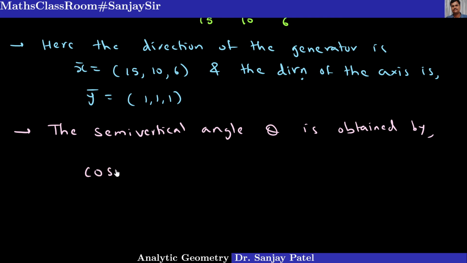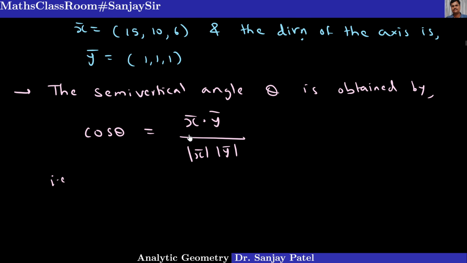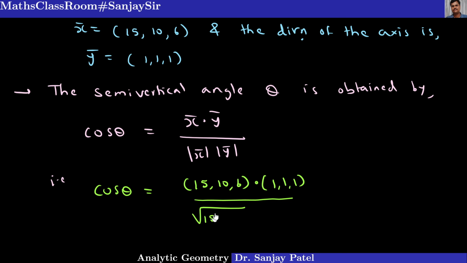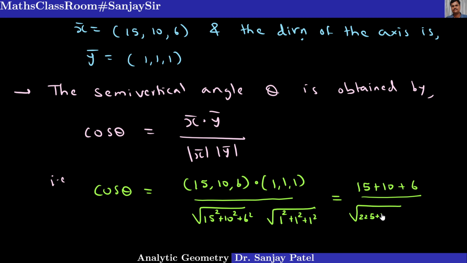by the equation cos theta is equal to x bar dot y bar upon mod of x bar into mod of y bar. So that is just using these vectors, we get cos theta is equal to x bar, 15, 10, 6 dot 1, 1, 1 upon 15 square plus 10 square plus 6 square into 1 square plus 1 square plus 1 square. So this is nothing but 15 plus 10 plus 6 upon root of 225 plus 100 plus 36 into root of 1 plus 1 plus 1.